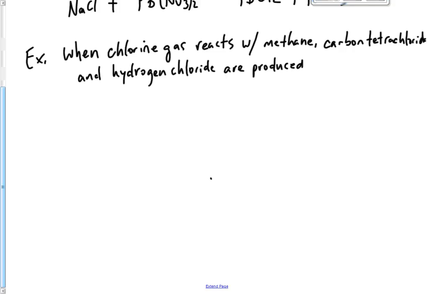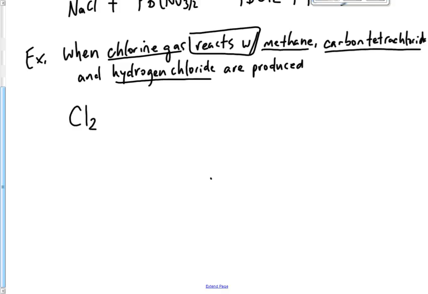Okay, so there's a couple of different things here. First, you need to really underline all of the elements and all of the compounds. So chlorine gas, methane, carbon tetrachloride, and hydrogen chloride. Those are all the things that you have to come up with formulas for. So chlorine gas is just Cl, and because it's a diatomic element, it gets a subscript of 2. Reacts with, this part right here, that's your plus sign.